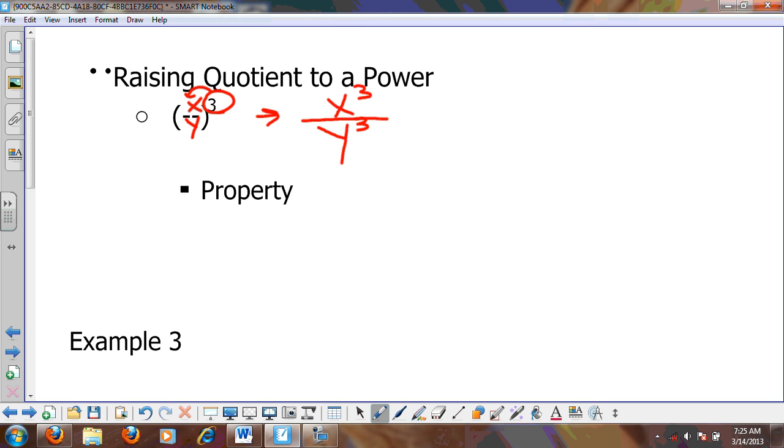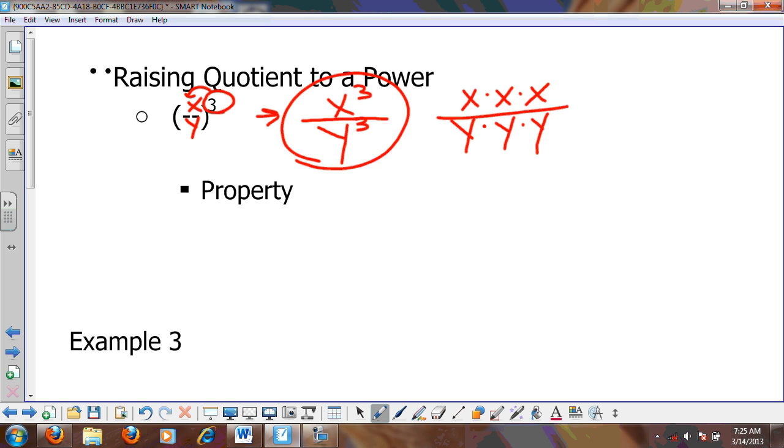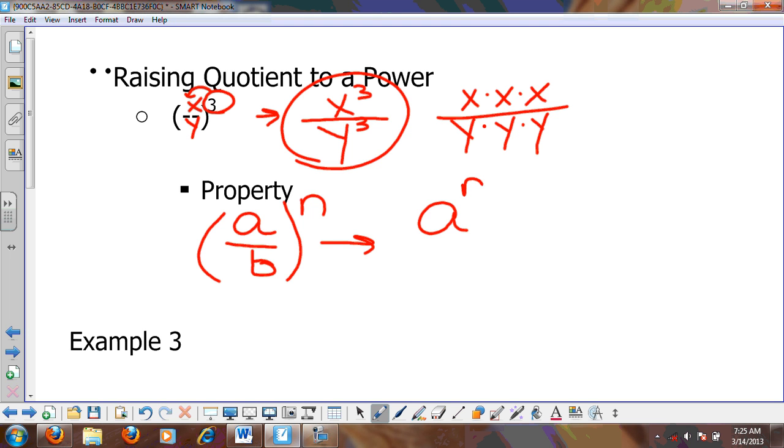Okay? So when I do that, that means x to the third, x times x times x, over y times y times y. Nothing that I can cancel out, so x to the third over y to the third is my answer. The property then is like if you said a over b to the n power, it would mean that you're going to take a to that exponent and b to that exponent. Our bases are not the same.